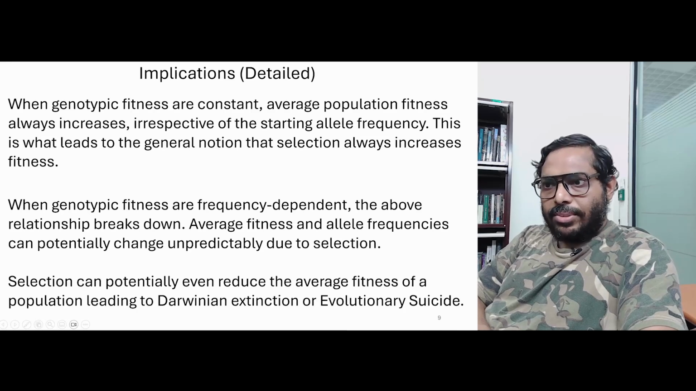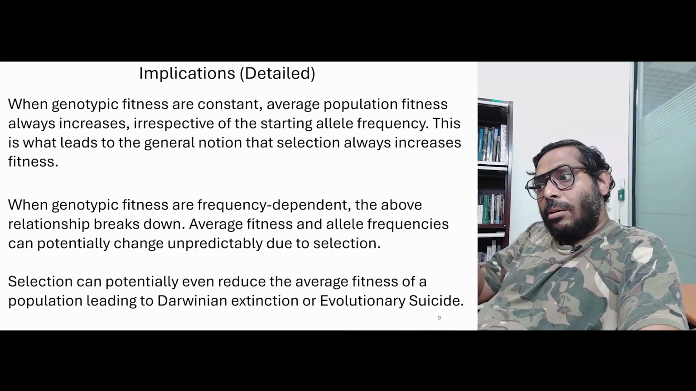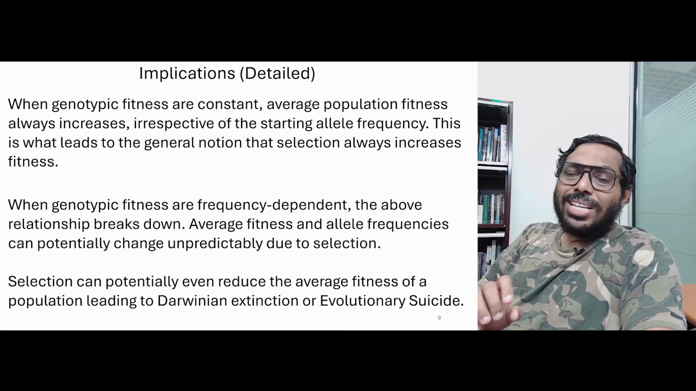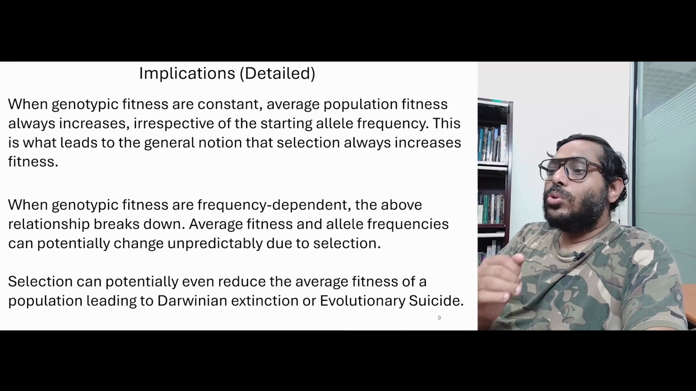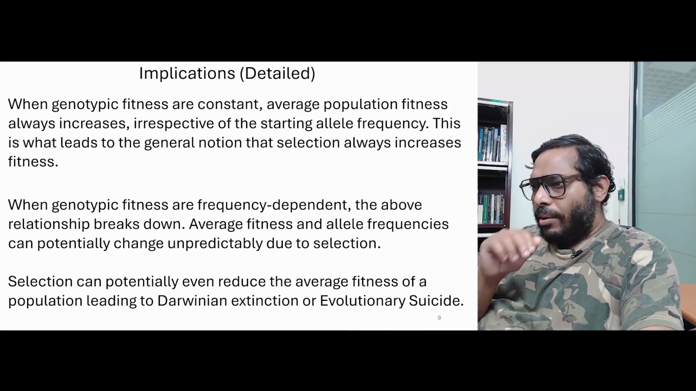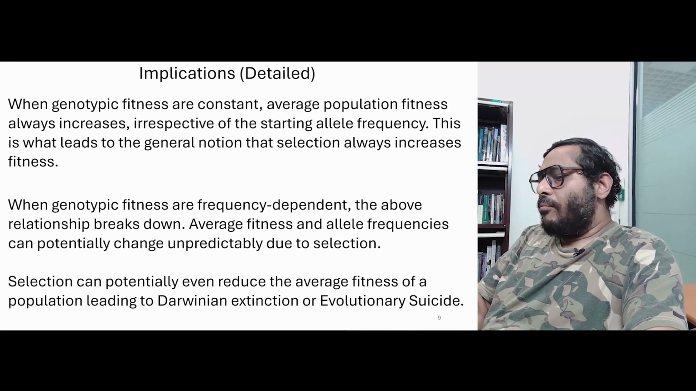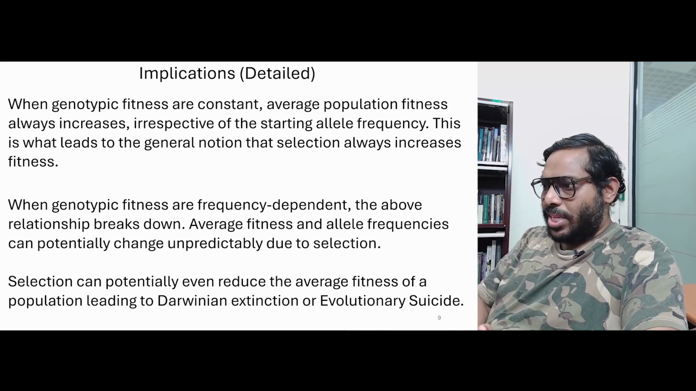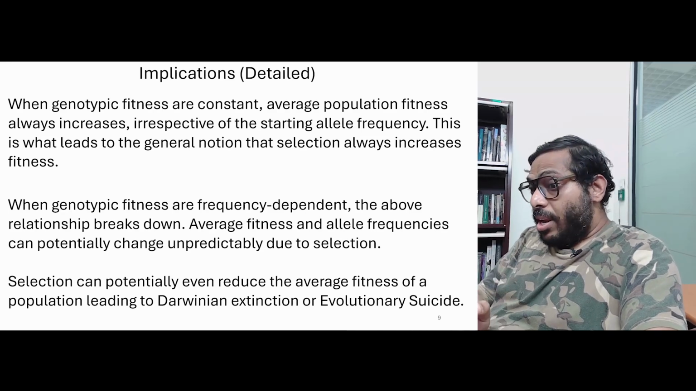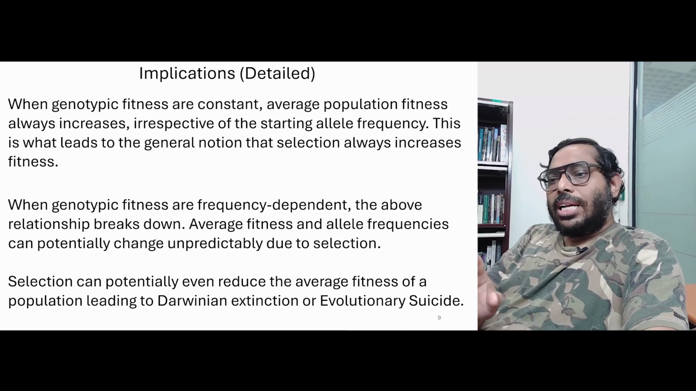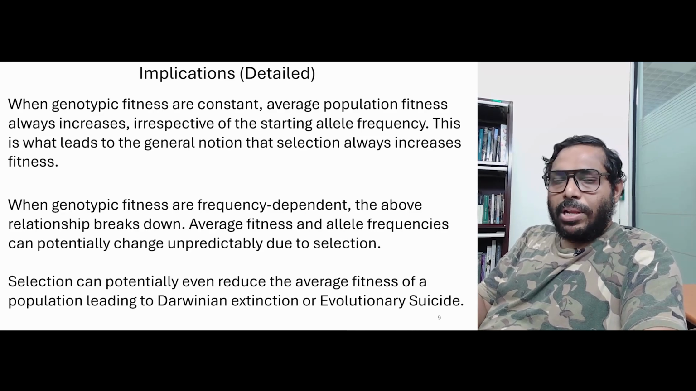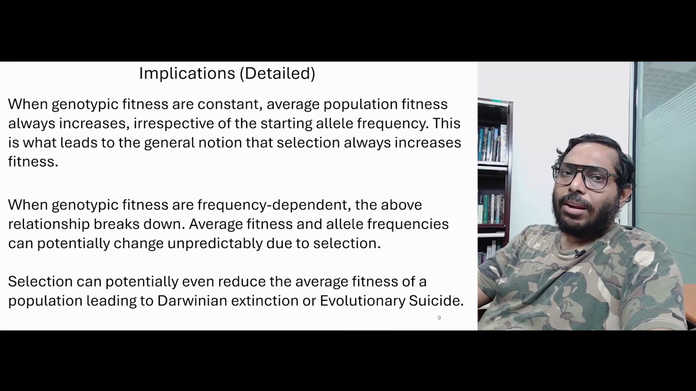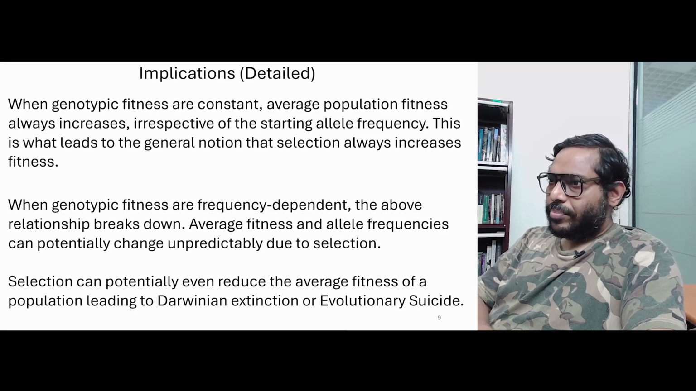And the special case where due to selection average fitness of the population can go down, that case is what is known as Darwinian extinction, also known as evolutionary suicide. Unfortunately, I did not find a very good real life example of evolutionary suicide in the literature. However, as far as the theory is concerned, it has been studied very nicely, and people have shown that under many conditions a population can actually go down that path and commit evolutionary suicide.